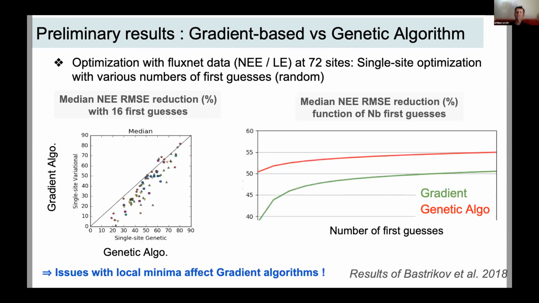Preliminary results: the context was published before. The gradient-based approach seems to be nice, but it's very sensitive to the prior parameter sets, and it can be trapped in a local minimum. Here was a comparison at FluxNet sites that we did with the gradient-based algorithm and the genetic algorithm. I won't go into the details of that, but basically the genetic algorithm always outperforms unless you do a lot of first guesses started with the gradient-based one.